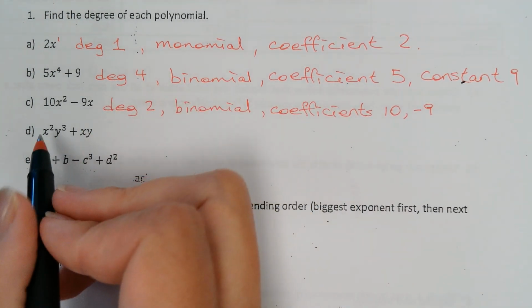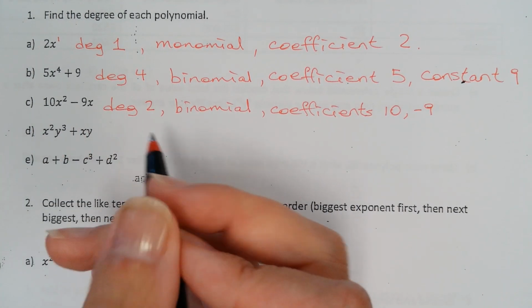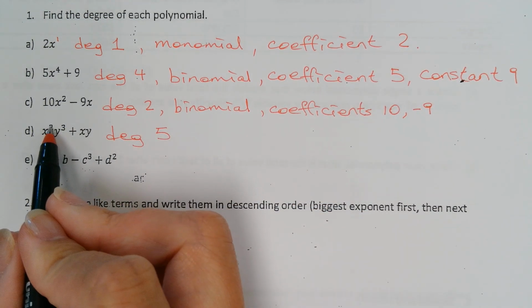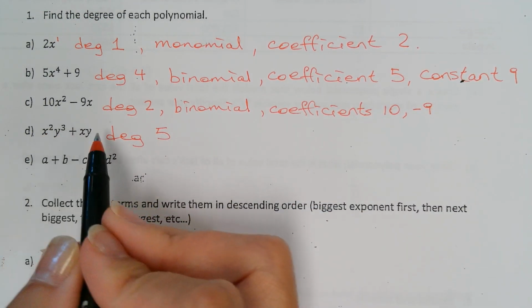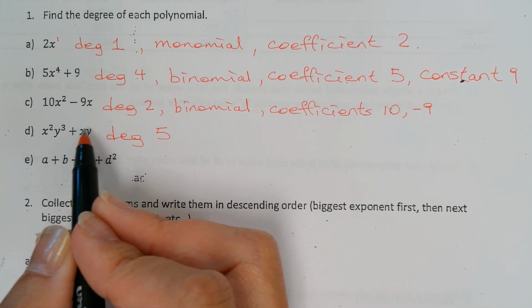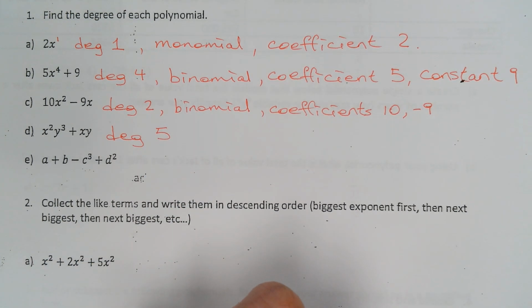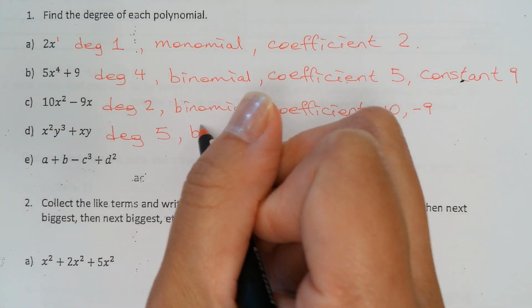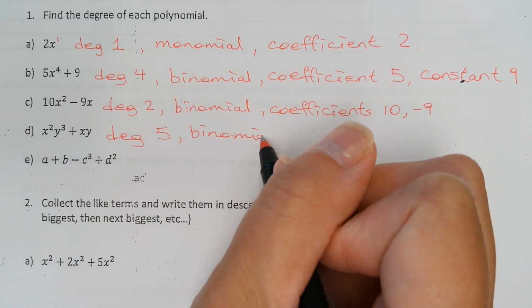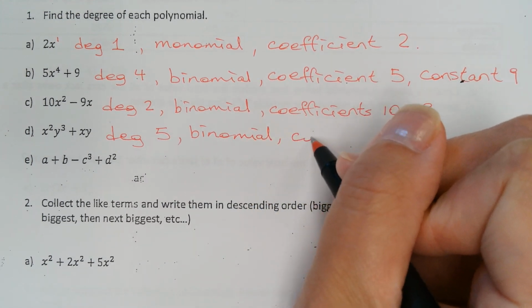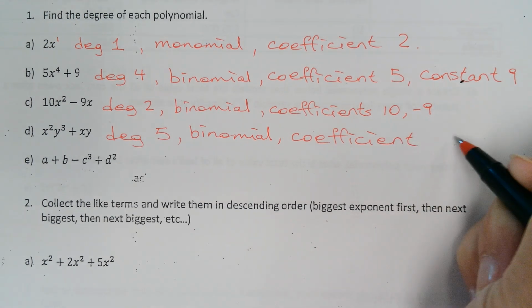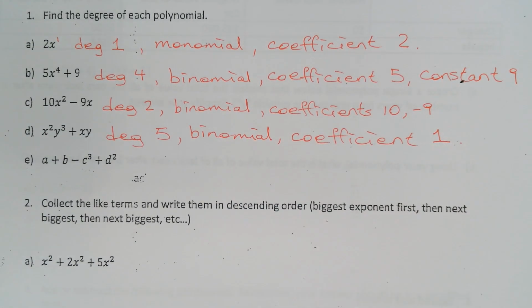All right. Degree of this polynomial. 5, that's right. Degree here is 5 when you add it. Degree here is 2 when you add it. So therefore, this one has a degree of 5. 2 terms again, so it's a binomial. What's the coefficient in either term? 1. That's good. And again, no constant.